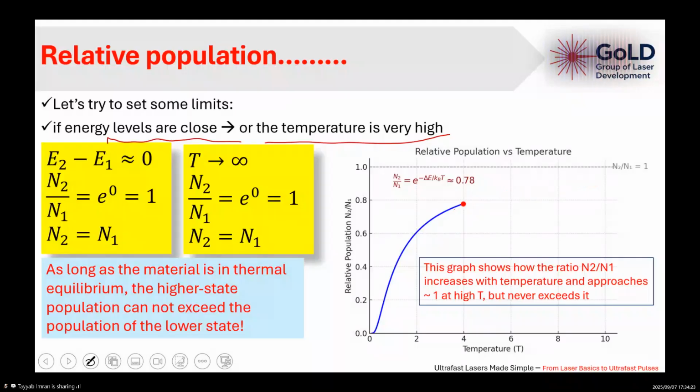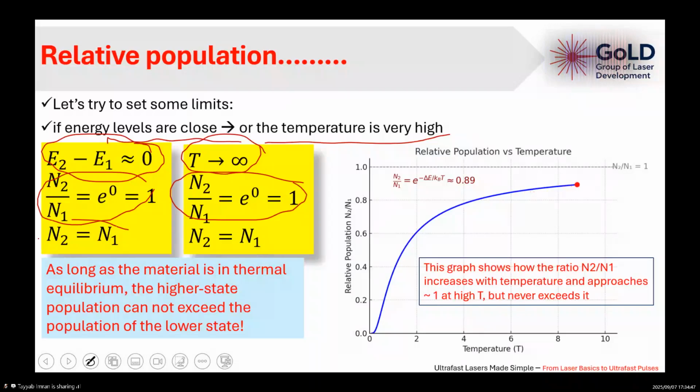What does it mean? Here, if the energy levels are very close to each other, it means the difference between E2 and E1 is approximately 0. And if the temperature is very high, it's infinite. In both cases, the situation will be the same: N2 is equal to N1. This is a limit. If the energy levels are very close to each other or the temperature is very high, the same ratio will come.